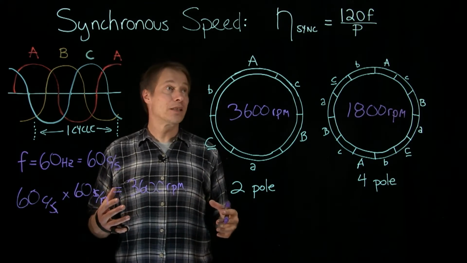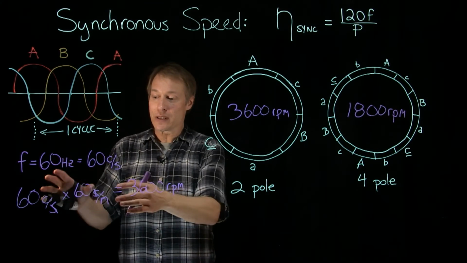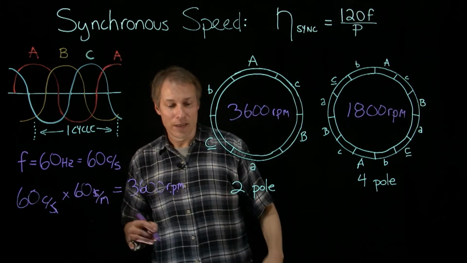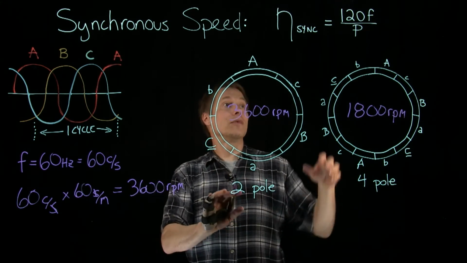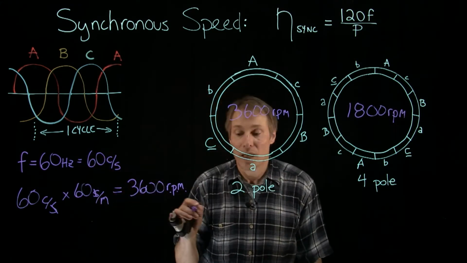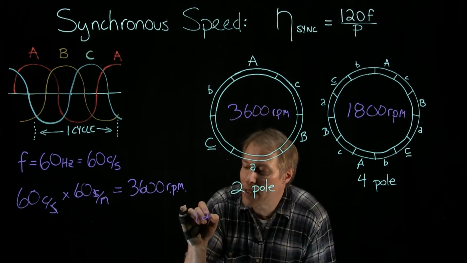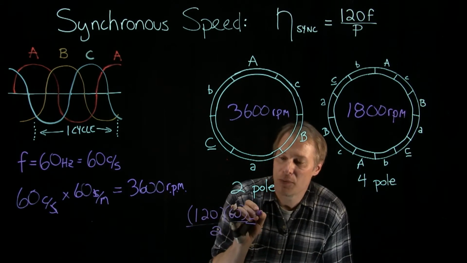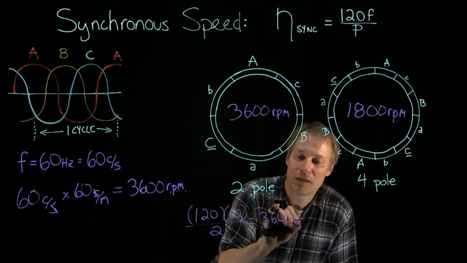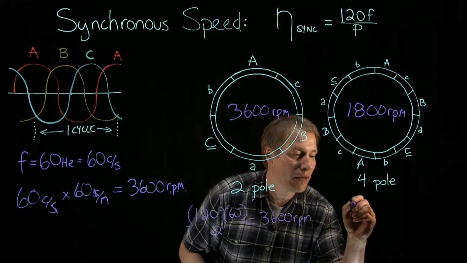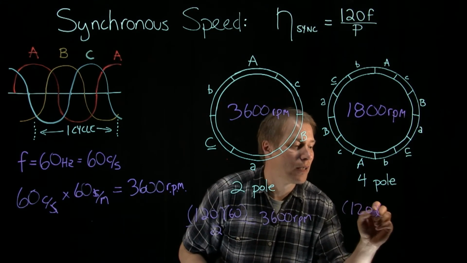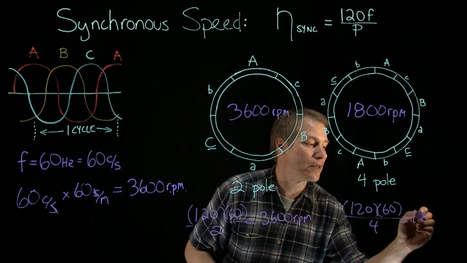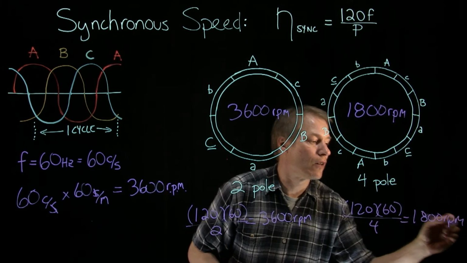Now let's bring in this formula. What the formula does for us is it already has built in the conversion and the poles. So that's where the 120 comes in. So let's just do the formula applying to this 2-pole motor. We got 120, the frequency here, 60 hertz, divided by 2. You do the math on that, and you will get 3,600 RPM. Over here, we have 120 again, times the 60 hertz. This time we divide by 4, and that will give us our 1,800 RPM.